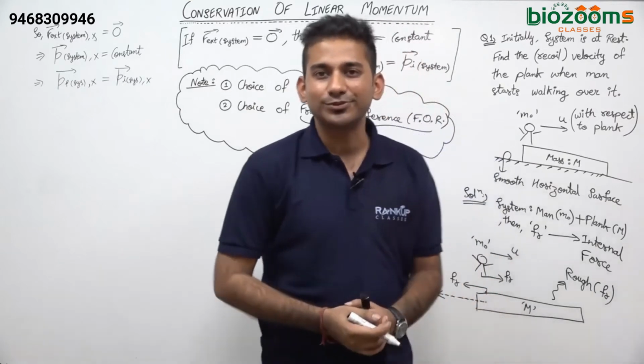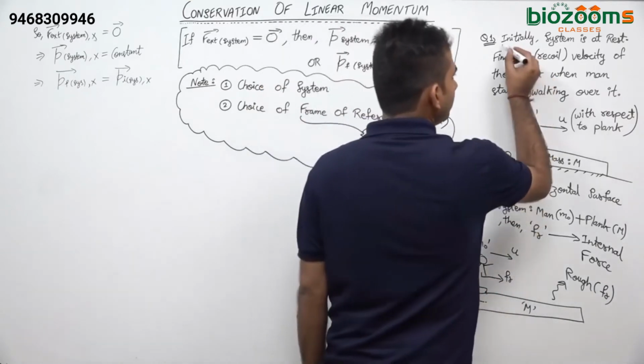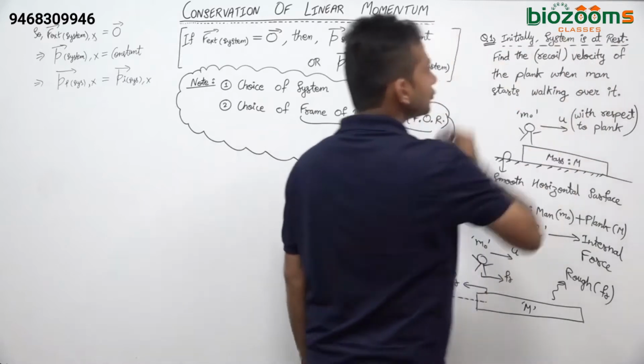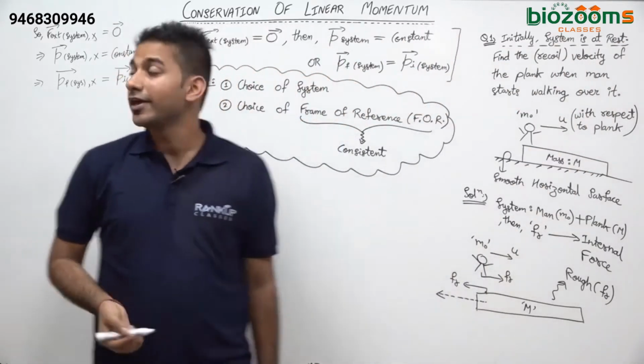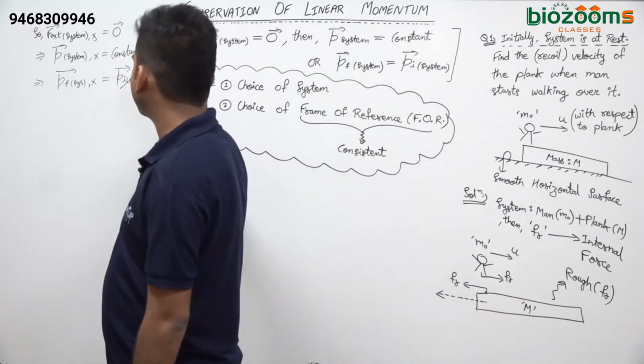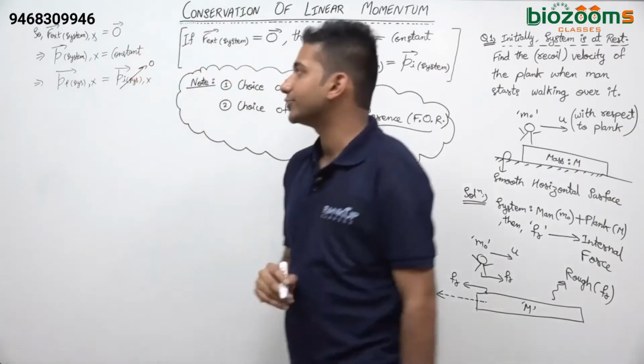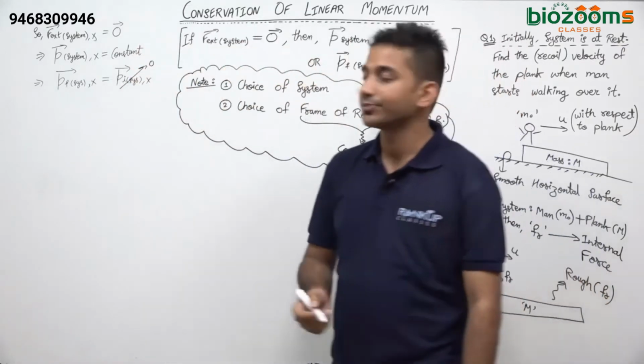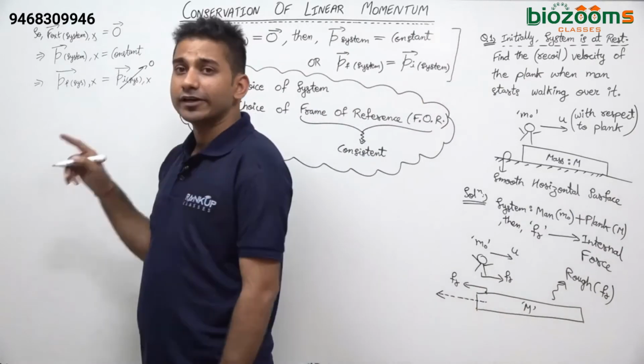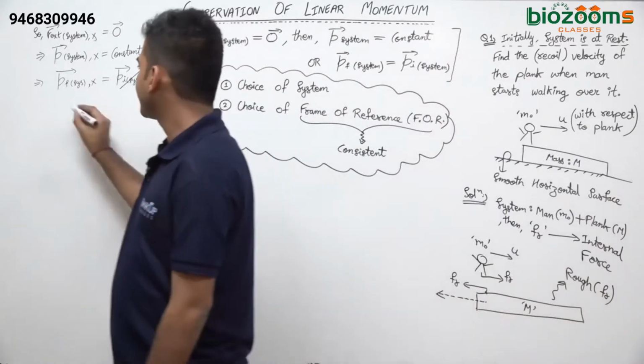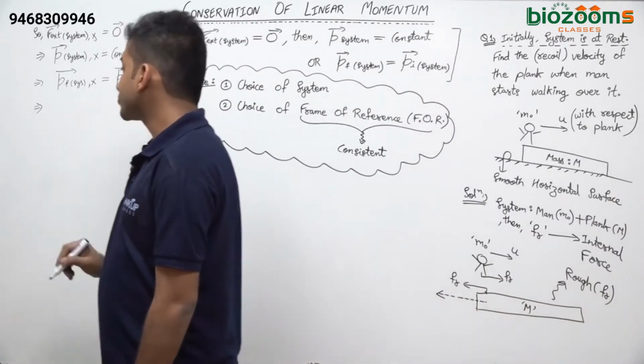It is 0. Why? Because in the problem, the very first statement is initially the system is at rest. And if the system is at rest, can we say the initial momentum is going to become 0? It will be definitely 0. So if initial momentum is 0, the final momentum must be equal to 0.